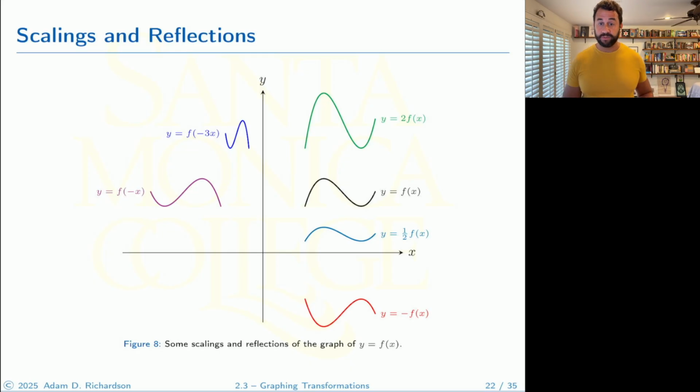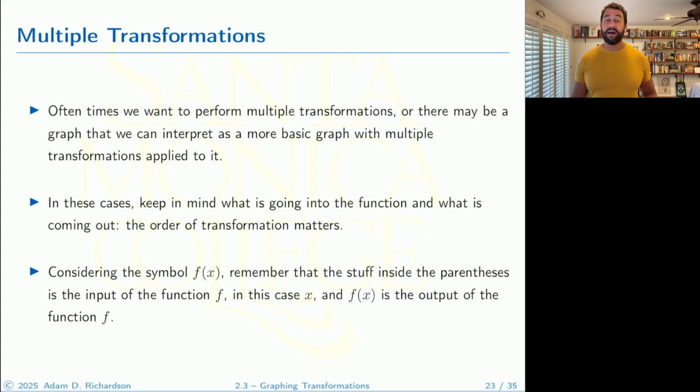Now, let's talk about multiple transformations. In reality, we're probably going to end up doing lots and lots of these transformations, combining them in a lot of different ways. We often want to perform multiple transformations, or there may be a graph that we can interpret as a more basic graph with multiple transformations applied to it. So think about those important graphs that you're supposed to memorize and tweaking them in all sorts of ways: squishing, stretching, reflecting, shifting up, down, left, right. That's what we're talking about doing, okay?